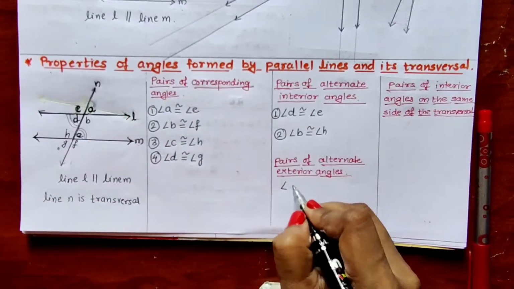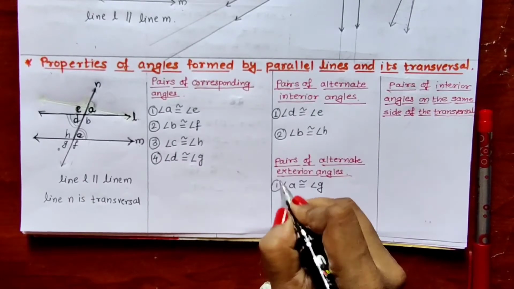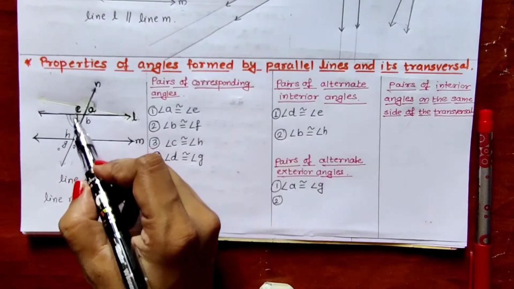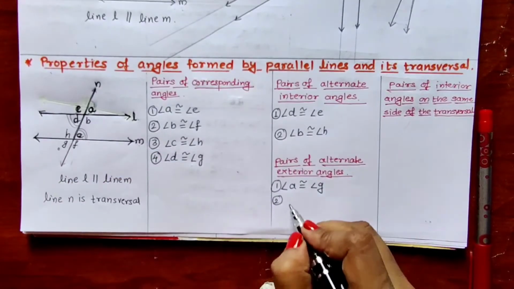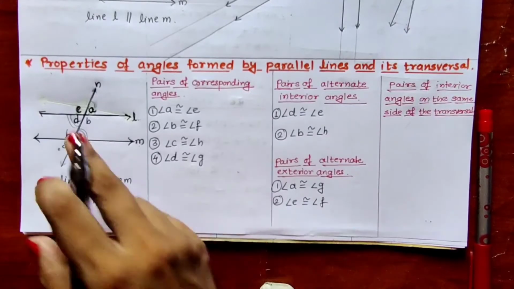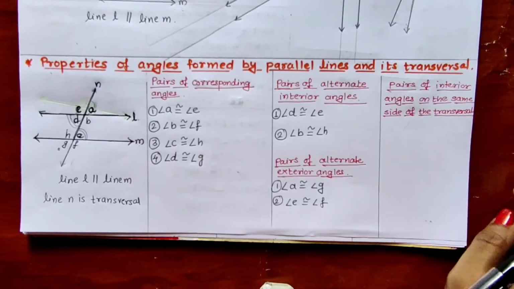So we can see angle A and angle G, they are in the opposite direction to each other. So angle A is congruent with angle G. This will be the first pair of alternate exterior angles, and the second pair is angle E is congruent with angle F. So in this way two pairs of alternate exterior angles also we get.